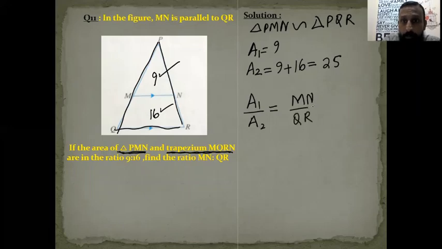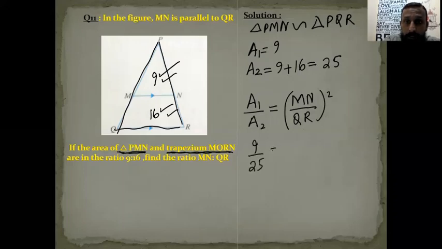All right, boys and girls, I hope this makes sense to you. Now let's plug in the values which have been given to us. 9 and 16 was given. I added 9 and 16, the triangle and trapezium, so that I found a big triangle PQR. So the area of the big triangle will be 9 plus 16, that is 25. So A1 is 9, A2 is 25, equals MN and QR. We need to find these ratios.